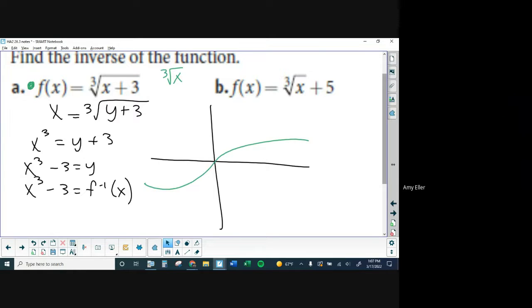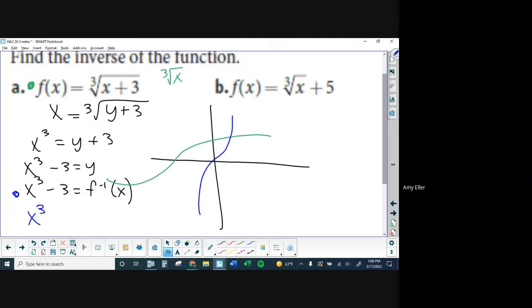I need to move that 3 which direction? Left. Now this graph, that's your parent function x cubed. It's more of a vertical graph. Now it's going to move 3 which direction? Down.